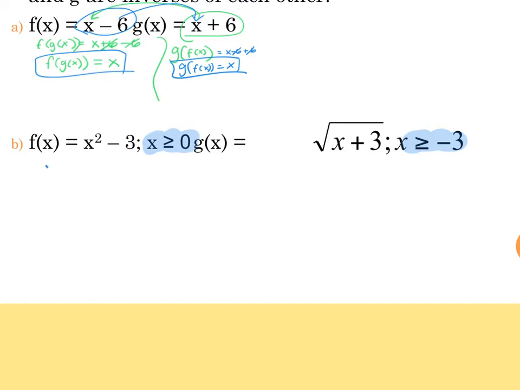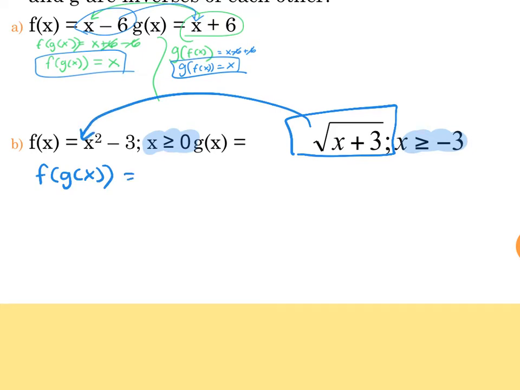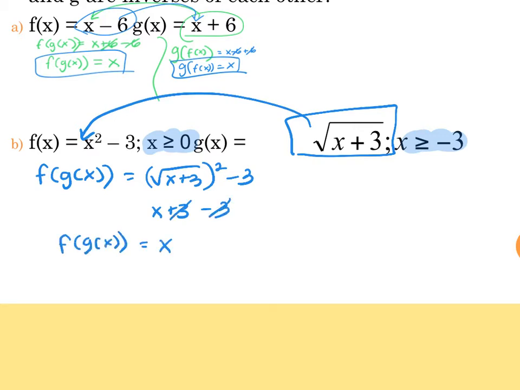We're going to do the same thing first, which is f of g of x that we did before. Take this, plug it in here, and I get the square root of x plus 3 squared minus 3. The square root of x plus 3 squared is x plus 3 minus 3. These cancel, and I get just x. Again, the work is the proof here because we know that's what it should be.